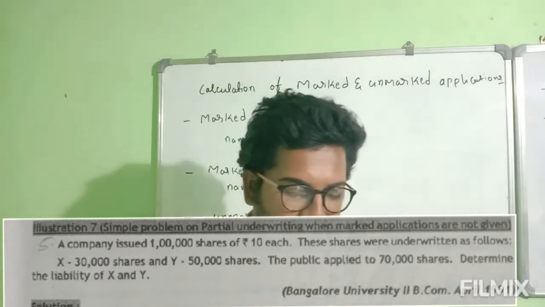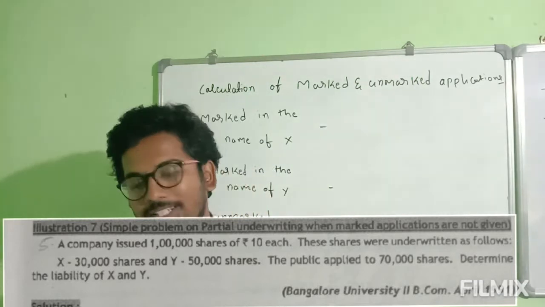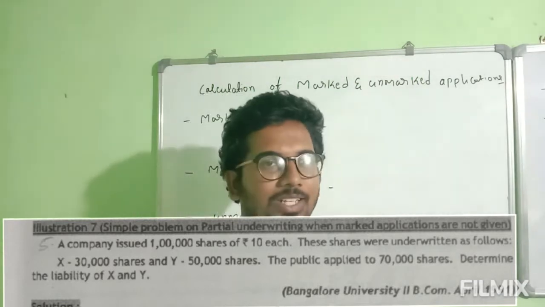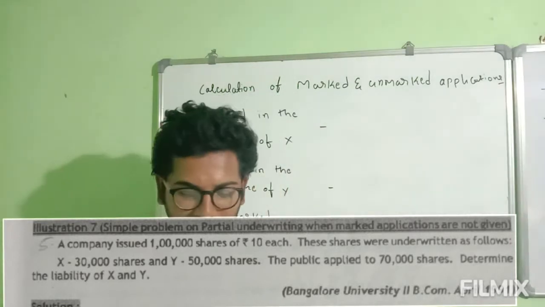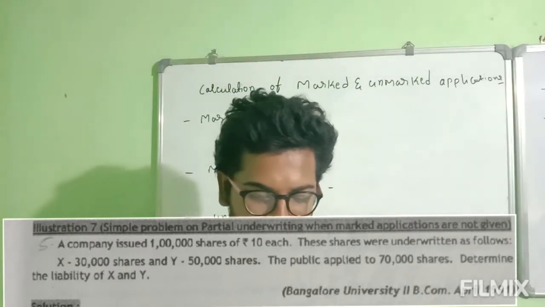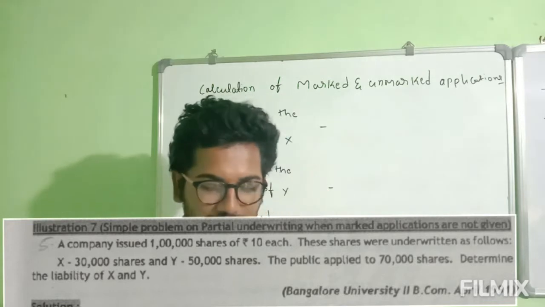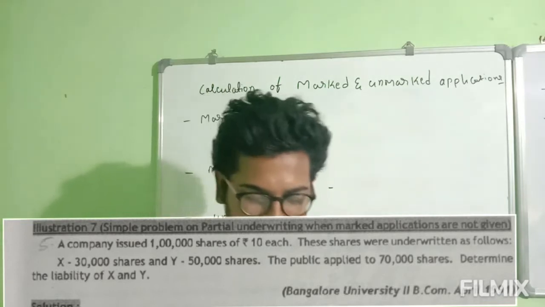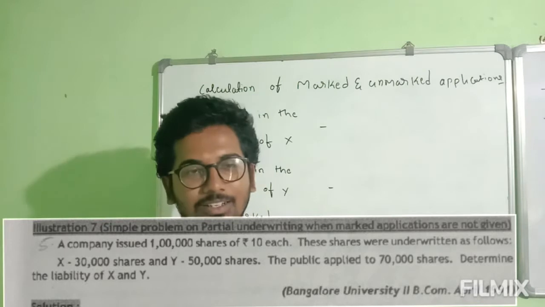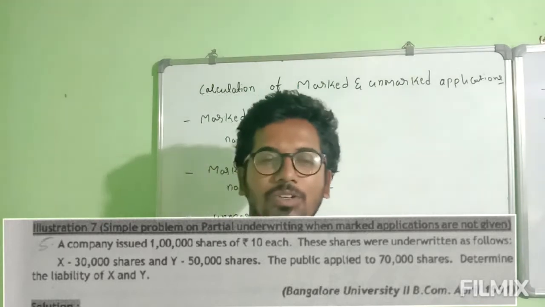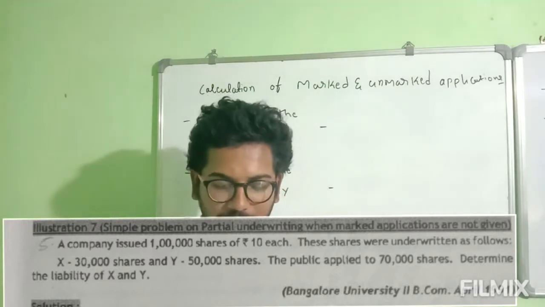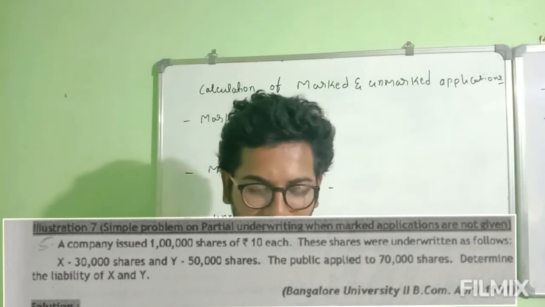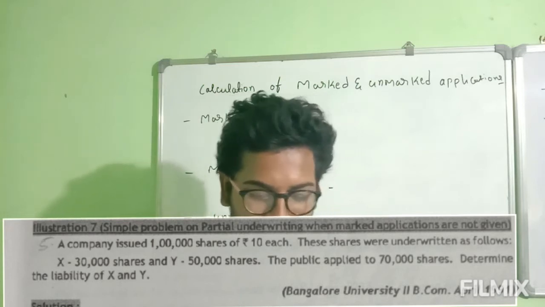A company issued 1 lakh equity shares of rupees 10 each. That means the overall number of shares that the company issued. These shares are underwritten as follows: X 30,000 shares and Y 50,000 shares. That is what we call gross liability. So this question is a little different. The public applied for 70,000 shares, determine the total liability of X and Y.